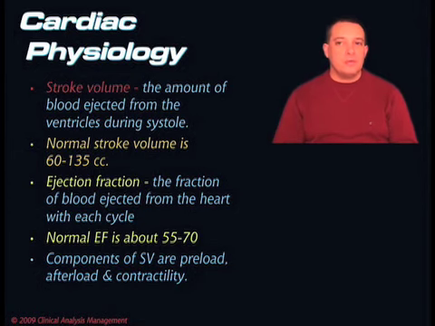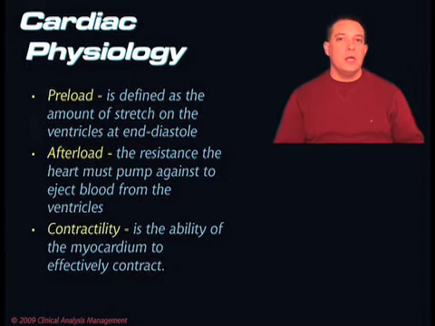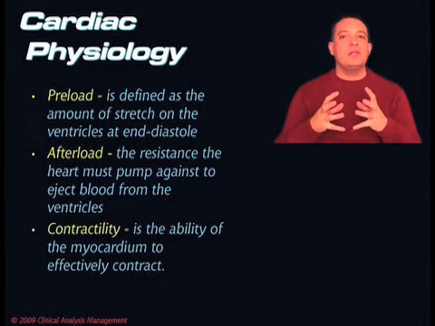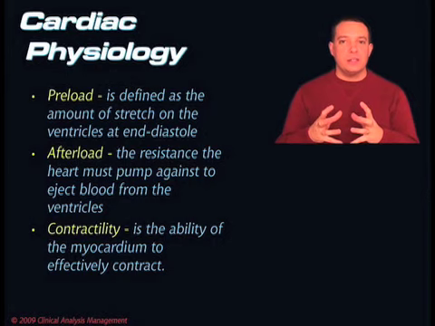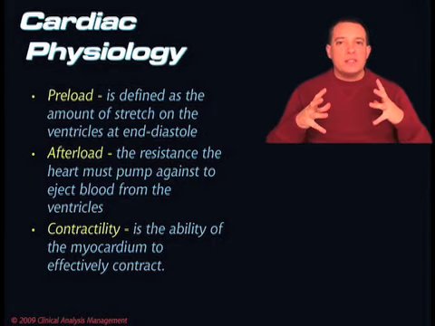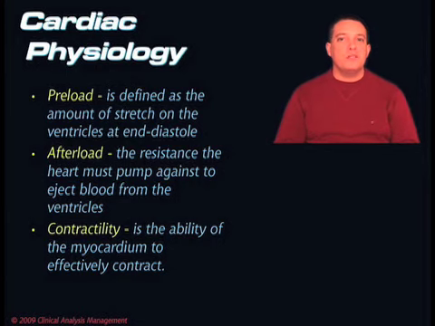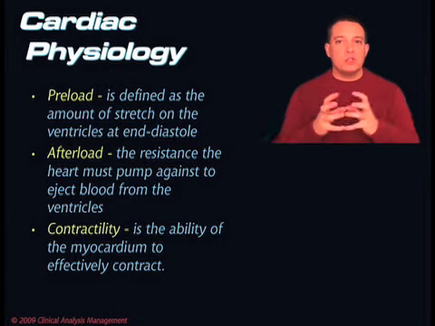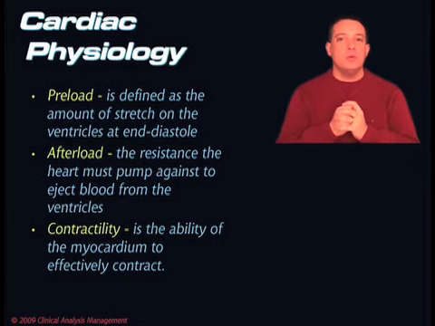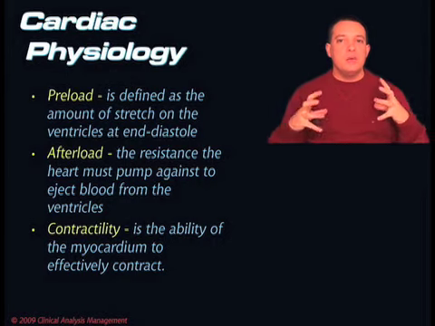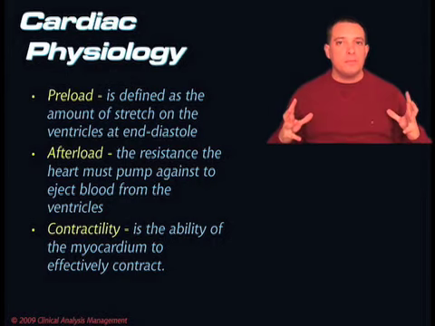Now, remember that stroke volume is also made up of three things. The first thing that makes stroke volume is something called preload. Preload is how much stretch is on the ventricle when it's sitting at rest. So in other words, right before I start to contract, how much blood is sitting in that ventricle. And obviously, the more preload there is, the more stretch there is, the more ability we have to contract, to a certain point.